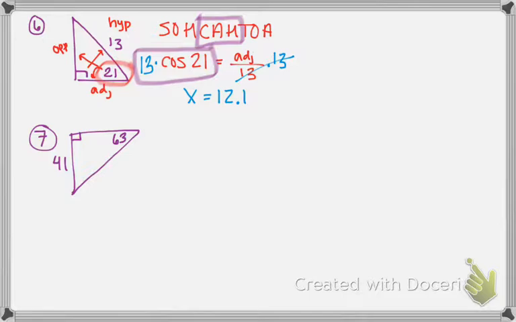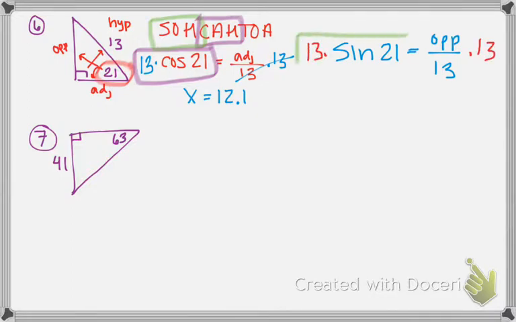Now to find the opposite side, we want to go back and use what we were given originally, which is the hypotenuse. So now we know the hypotenuse and we need the opposite. So opposite over hypotenuse is going to be sine. So we have sine of 21 is the opposite side over the hypotenuse, which is 13. Very similar to finding the adjacent side, we're going to have to multiply both sides by 13. And then you type 13 times sine of 21 in your calculator, and you should get 4.9.